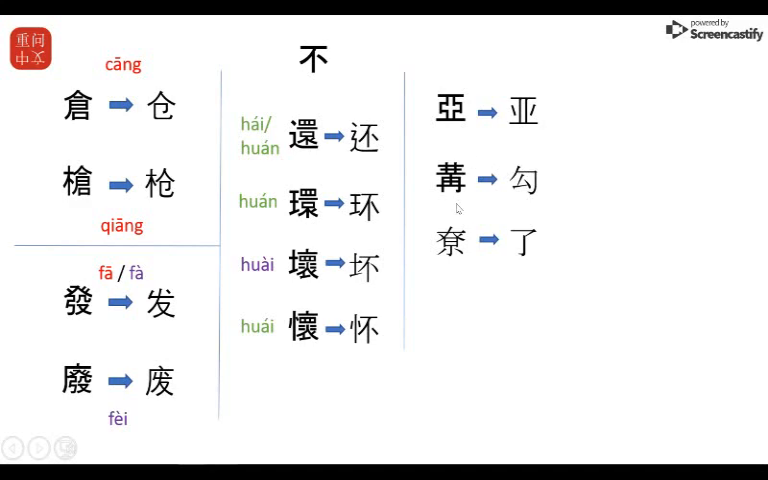Just when they are in another character as a character element, sometimes this left-hand side version is replaced by the similarly pronounced go. Same for liao. We have yuan and zhong, or zhong. So when this zhong is a character element, for example, in zhong that means watch or time, then it's replaced by the simplified version of zhong.